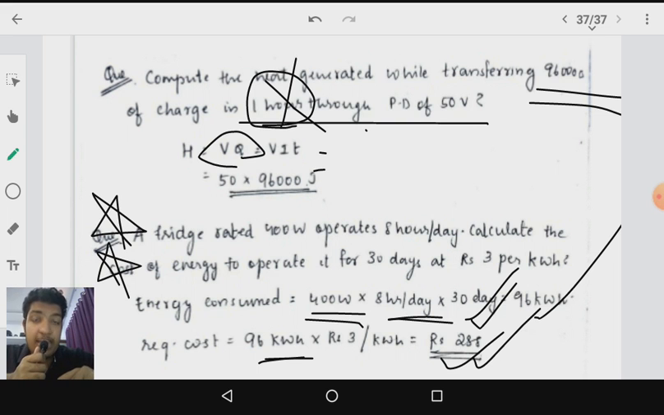So with this we complete the chapter current electricity. This chapter had a lot of concepts and a lot of numericals as well.